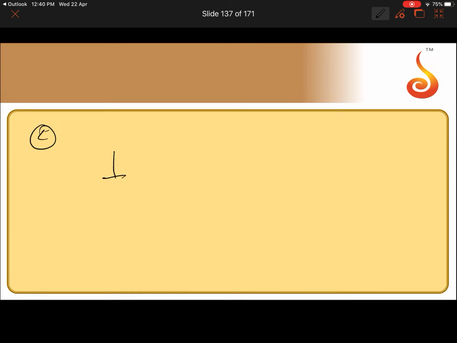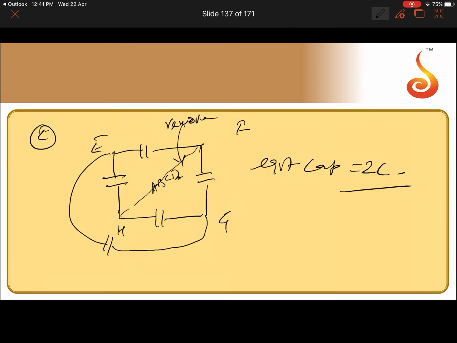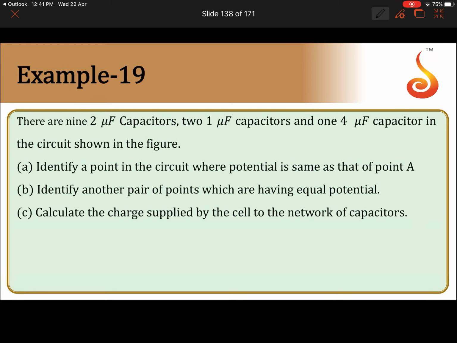The third part is like this. This also is a balanced bridge. So this is removed.